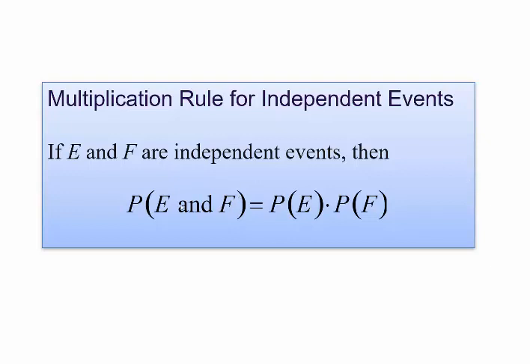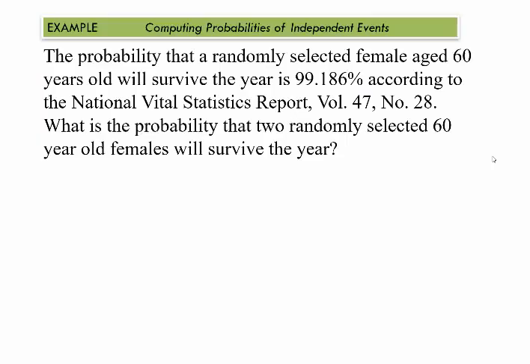Okay, so whenever you see this "and" statement in here, it just implies multiplication. All right, so let me give you an example. The probability that a randomly selected female aged 60 years old will survive the year, okay, so a female will make it from 60 to 61, is 99.186%. And this is according to the National Vital Statistics Report.